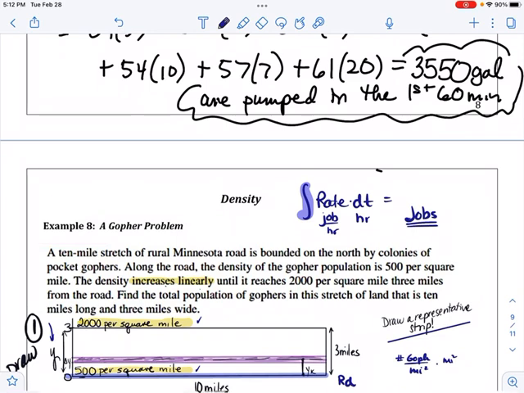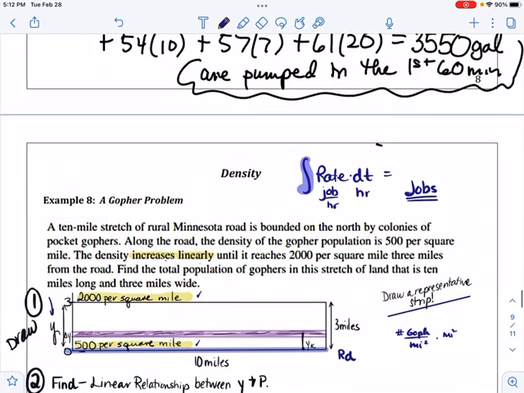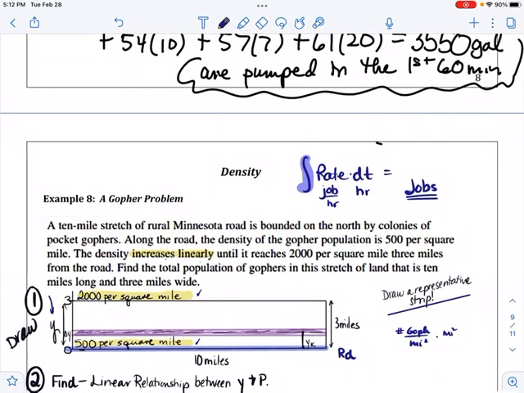So here's how we're going to handle it. Find the total population of gophers in this stretch of land that is 10 miles long and 3 miles wide, right? So we can't consider this as a constant 3 times 10, 30 square miles, okay? Because the gopher population has a different density as we go from the bottom to the top. So what we do is we pick a representative rectangle for this. But what we're going to do first is say that if we consider, you see I have a little y sub k there.